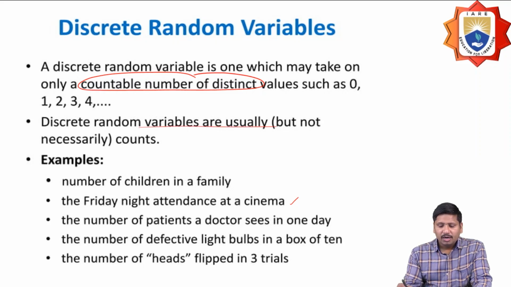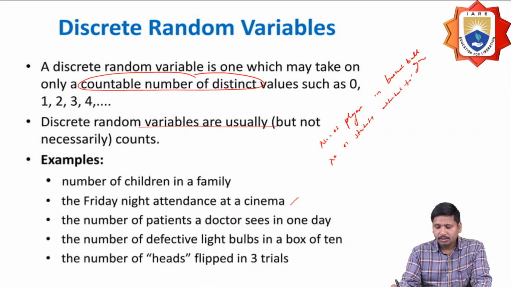So these discrete random variables usually count. Like the number of players in a basketball game, and the number of students who attended today's class. So all of these will be countable ones, and all these things should be considered as discrete random variables.